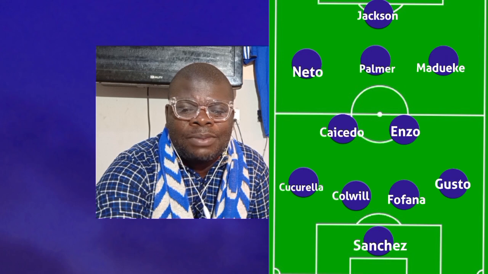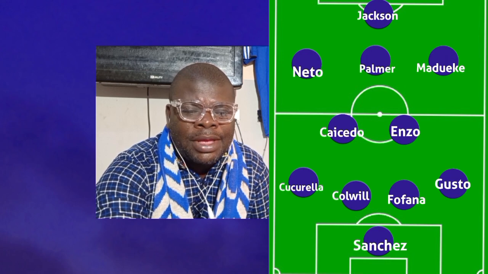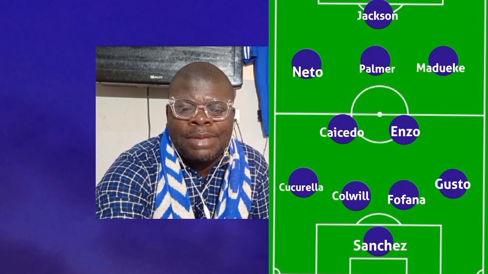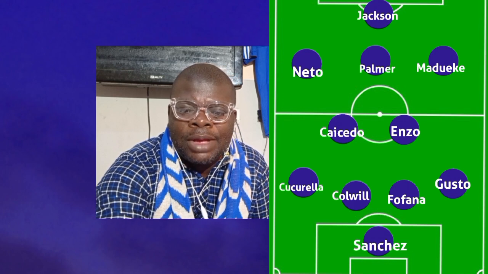I want Enzo Maresca to actually start Neto in this game. In fact, Modric could not redeem himself in the game against Servette. So I don't think that Modric can get into this lineup again. Maybe he becomes a super sub. So Neto starts at left wing, and then Madueke. He has done well against Wolves, so I put him back. So Madueke will start at right wing. Then Palmer will start just behind the striker, who remains Nicolas Jackson.